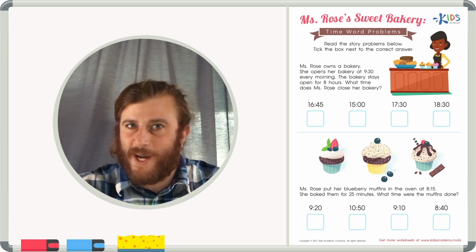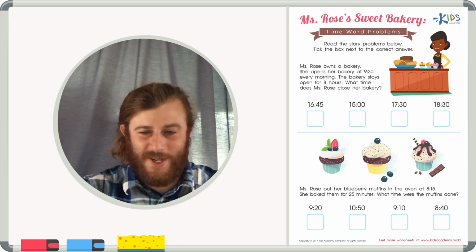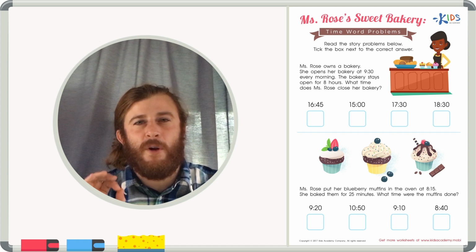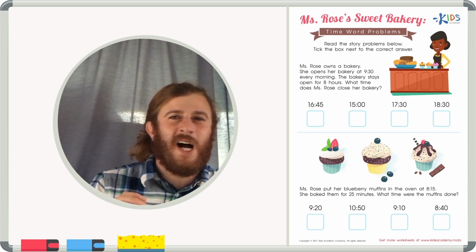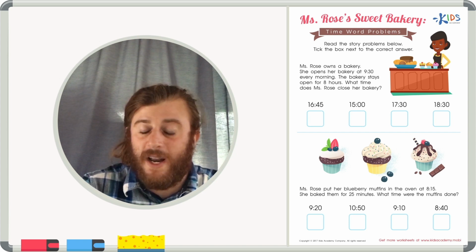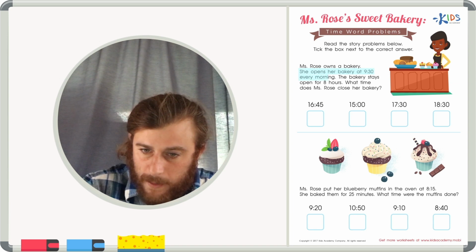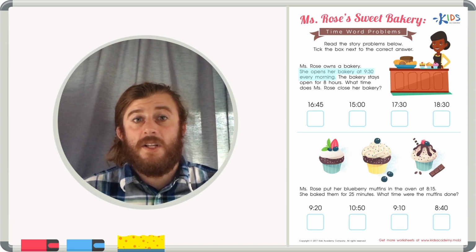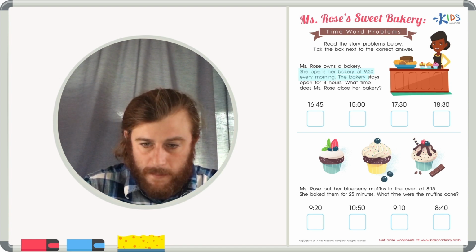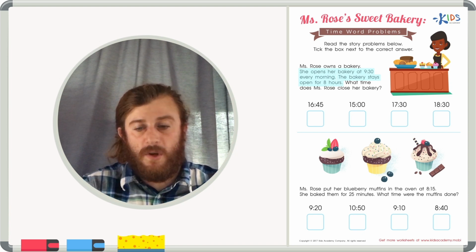Miss Rose owns a bakery. Okay, that's cool, but we don't need to underline that information. She opens her bakery at 9:30 every morning. Now, whenever I see time or numbers, it's kind of a clue that that's going to be some important information. So let's go ahead and underline that. She opens her bakery at 9:30 every morning. The bakery stays open for 8 hours. I also think that's important. And finally, what time does Miss Rose close her bakery?